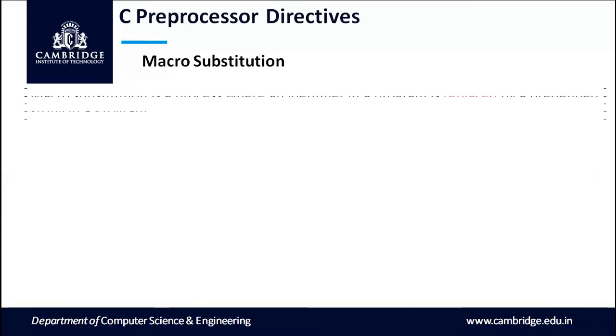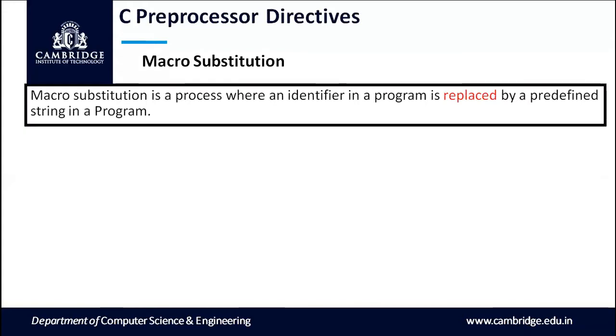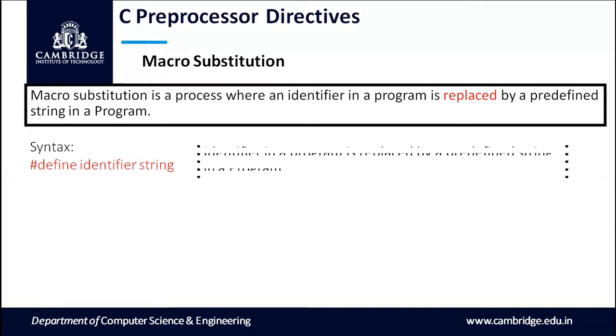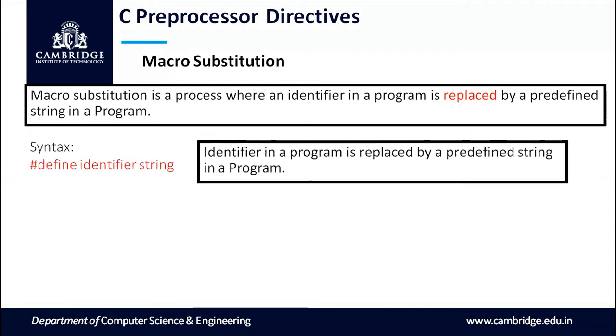We'll see them in detail. First, we'll see macro substitution. The definition of macro substitution is a process where an identifier in a program is replaced by a predefined string. The syntax shown here is #define identifier string. This identifier will be replaced by the predefined string.